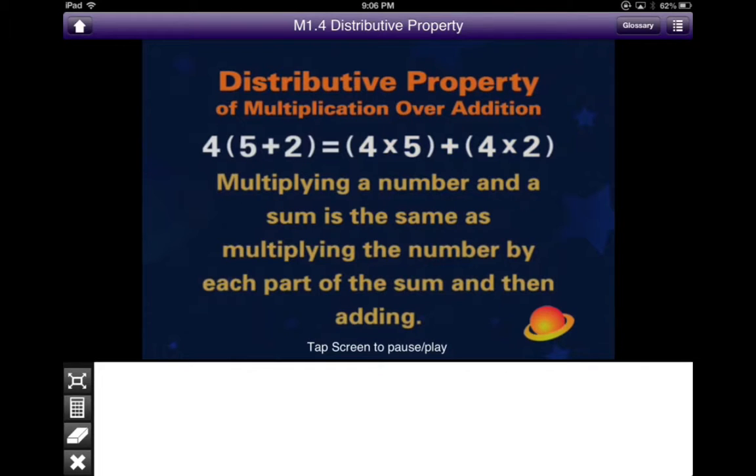Okay, this is super important. I want you to write this down, what the distributive property really means. It really means that multiplying a number and a sum, which is the 5 plus 2, is the same as multiplying the number by each part of the sum and then adding the two products together. Once you've written that down, come back and press play.